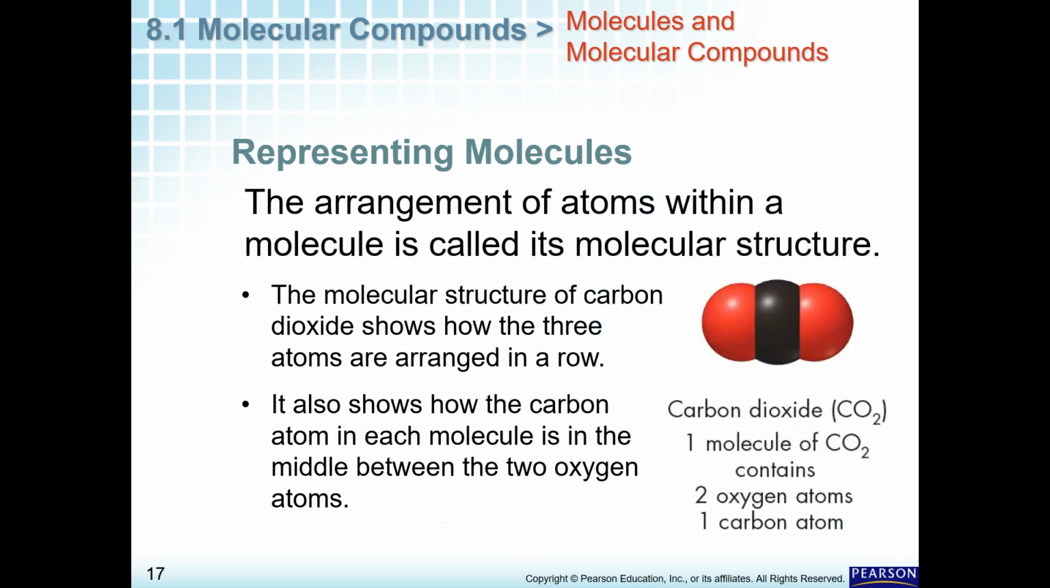A molecular structure of carbon dioxide is going to show that there are 3 atoms in a row, with carbon in the middle and oxygen on either side. This also shows that this structure has them arranged in a linear fashion, and we're going to find out later on this takes on a linear shape.